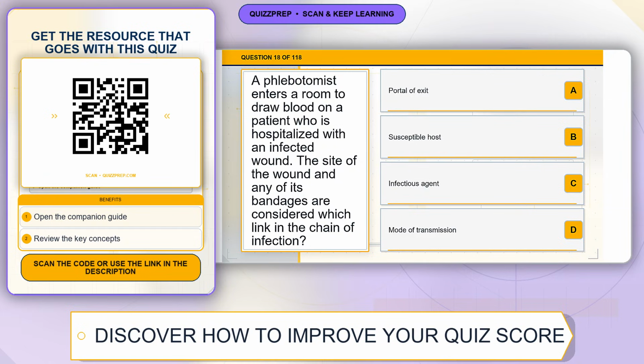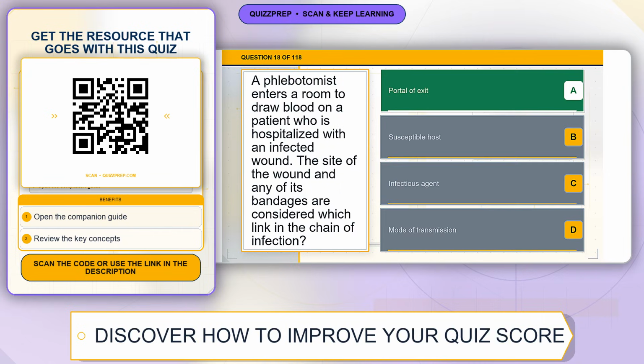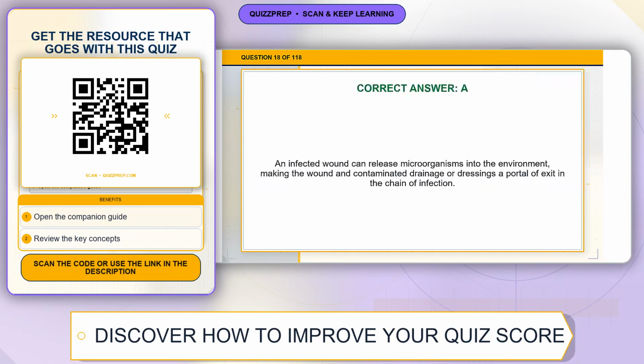Question 18. A phlebotomist enters a room to draw blood on a patient who is hospitalized with an infected wound. The site of the wound and any of its bandages are considered which link in the chain of infection? Option A, portal of exit. Option B, susceptible host. Option C, infectious agent. Option D, mode of transmission. The correct answer is option A, portal of exit. Explanation: an infected wound can release microorganisms into the environment, making the wound and contaminated drainage or dressings a portal of exit in the chain of infection.